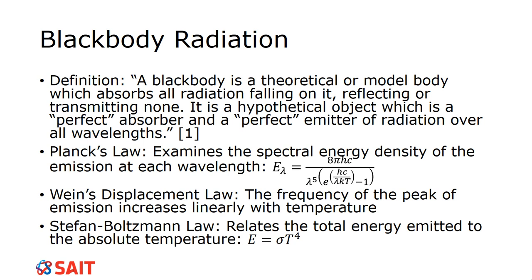radiation. So the definition of a black body is it's a theoretical or model body, so it doesn't exist, which absorbs all radiation falling on it, and reflecting or transmitting none. So it's a perfect absorber. It is a hypothetical object which is a perfect absorber and a perfect emitter of radiation over all wavelengths.